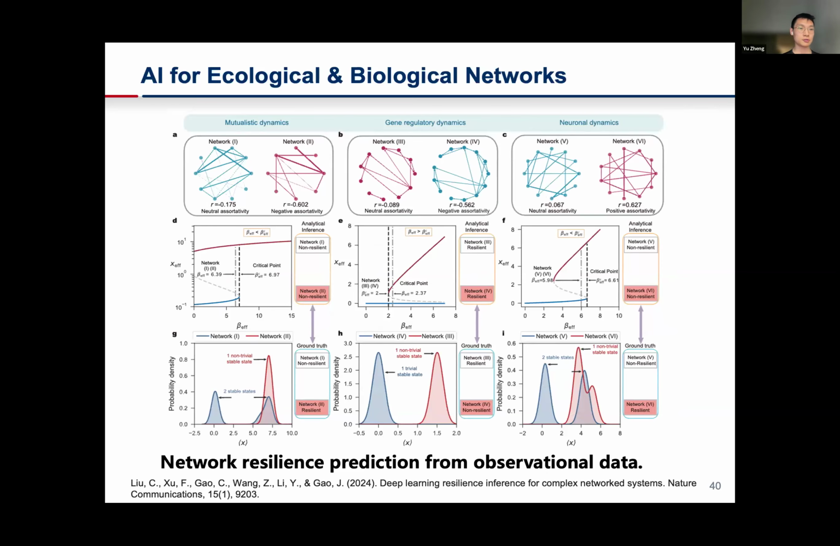And the last work I'll introduce is a recent work that can apply to both ecological and biological networks. The task to tackle is network resilience prediction from observational data. For both ecological and biological networks, if we impose perturbation on the node states, the network can irreversibly transit to an undesired state that fails to recover from the original desired state, or it is resilient, it can quickly recover from the perturbation and keep its highest or our desired level.